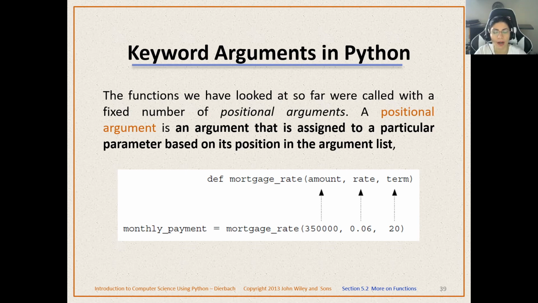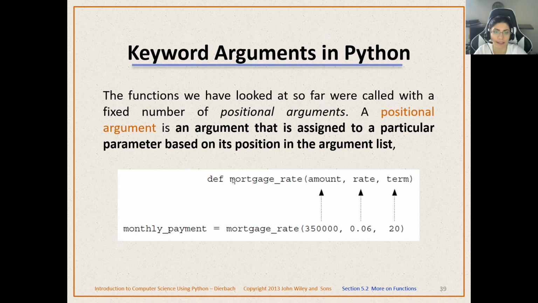In this lecture, I'm going to talk about keyword versus positional arguments. So far, we only used a fixed number of positional arguments when we were dealing with functions. So simply, a positional argument is an argument that is assigned to particular parameters based on its position in the argument list. Okay, so if you have a function, this is like a function definition.